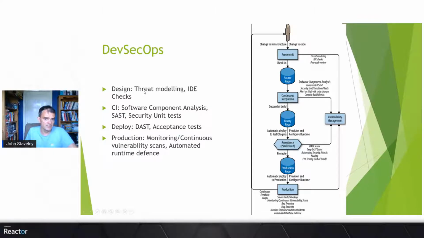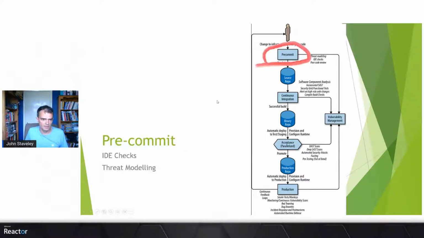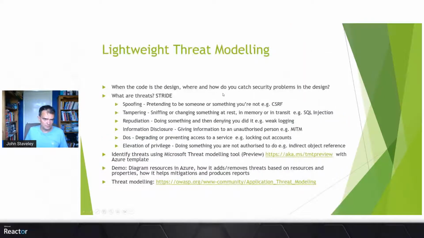So at the design phase, you can do threat modeling and IDE checks. The CI phase, you can do software component analysis, static analysis, security unit tests, and we'll be going through all of these in some detail as we go through the presentation. So first of all, we're going to look at the pre-commit stage. So this is when you're in your IDE, tapping away and creating code and features. So first up, we're going to look at lightweight threat modeling.